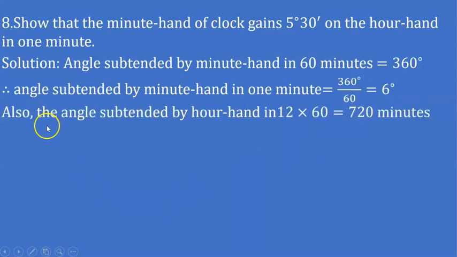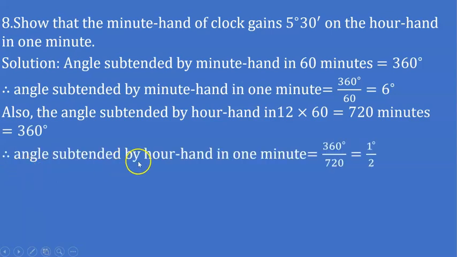Also the angle subtended by the hour hand in 12 hours, that is 12 into 60, that is 720 minutes, is equal to 360 degrees. Therefore the angle subtended by the hour hand in 1 minute means what? 360 upon 720, that is equal to 1 upon 2 degree.